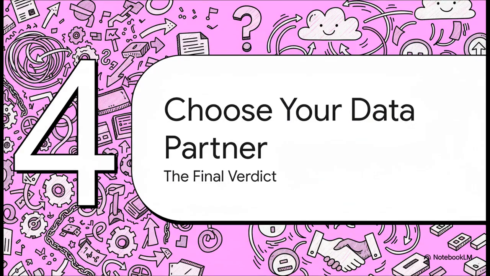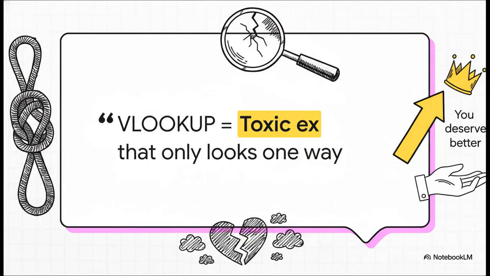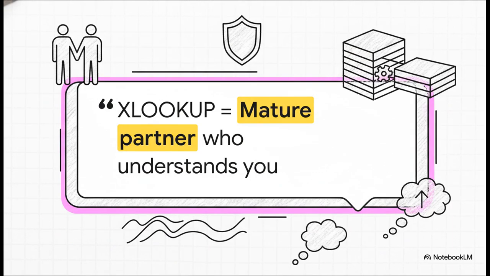So, after all that, it really just comes down to one simple choice. Who do you want to be your partner when you're working with data? The old, difficult one, or the new, supportive one? Let's just say it: sticking with VLOOKUP at this point is like staying with a toxic ex. You know the type. They're demanding, totally inflexible, they only see things their way, and they completely fall apart the second you try to change anything. Seriously, you deserve better. And then there's XLOOKUP.